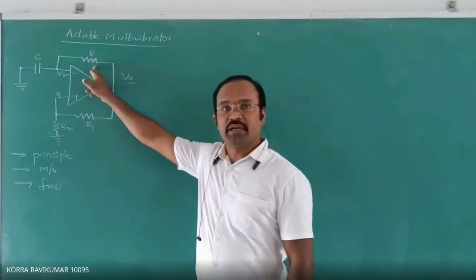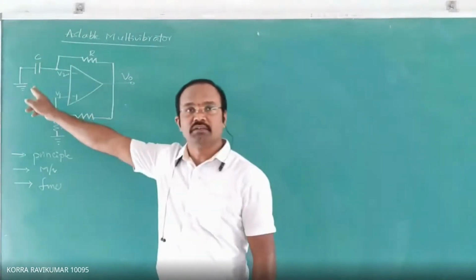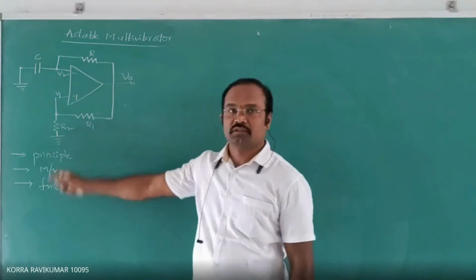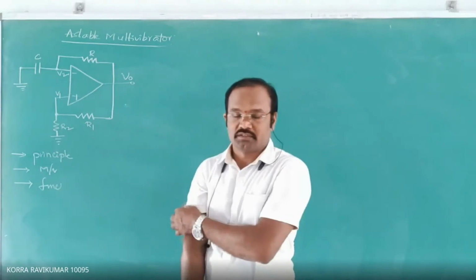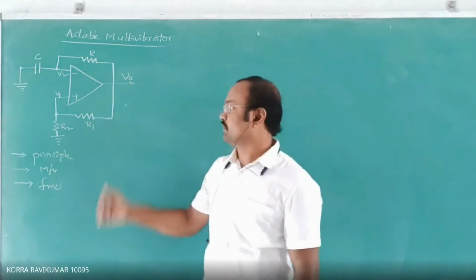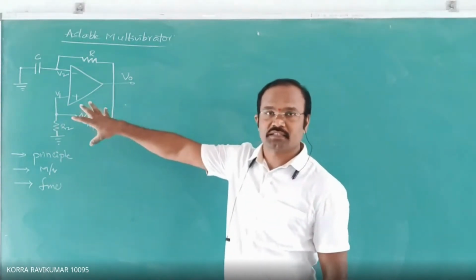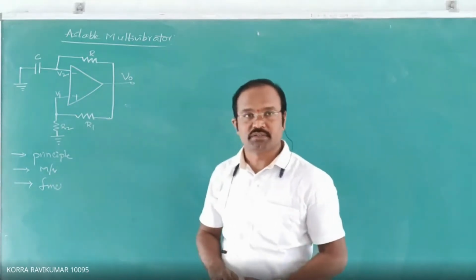This R is a feedback resistor which is connected between the output and the inverting terminal. And here R1 and R2 are the voltage dividing resistors. In order to improve the gain of this 741 op amp, simply I can say that this is an astable multivibrator circuit.